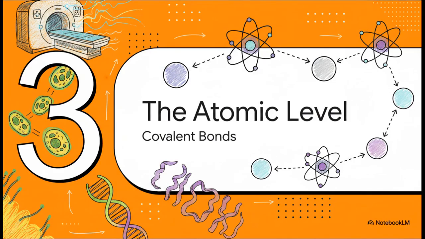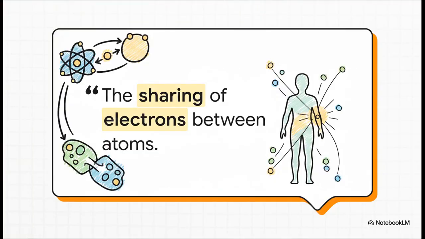Section 3. The atomic level. Covalent bonds. Now let's zoom way in. At its core, a covalent bond is simply the sharing of electrons between atoms. In the world of physics and chemistry, atoms are notoriously needy, okay? They are constantly looking for stability. And one of the best ways they achieve that stability is by teaming up and sharing their outer electrons. But this isn't just some abstract concept happening in a chemistry lab. This atomic sharing is the very glue holding the biological structures of your own body together.